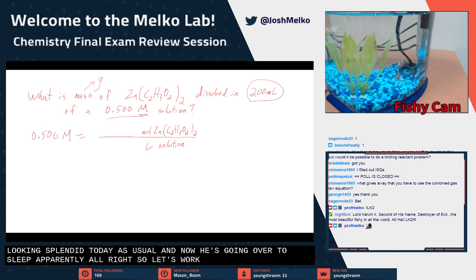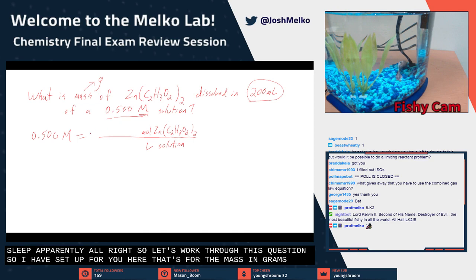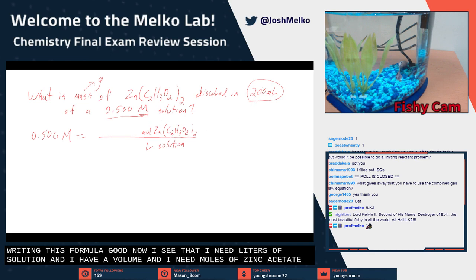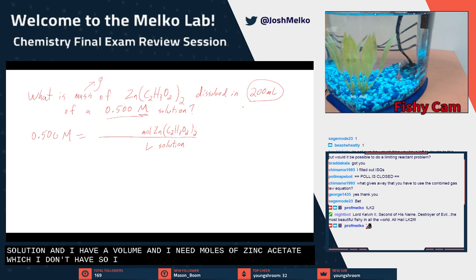All right, so let's work through this molarity question that I've sort of set up for you here. As for the mass in grams, this looks a little intimidating the first time you read it because it's not immediately obvious how you're going to get to grams from a molarity. And that's why I always recommend writing this formula. Because now I see that I need liters of solution, and I have a volume. And I need moles of zinc acetate, which I don't have. So I can start with the liters of solution. Given 200 milliliters, I can get that into liters by dividing by 1,000.